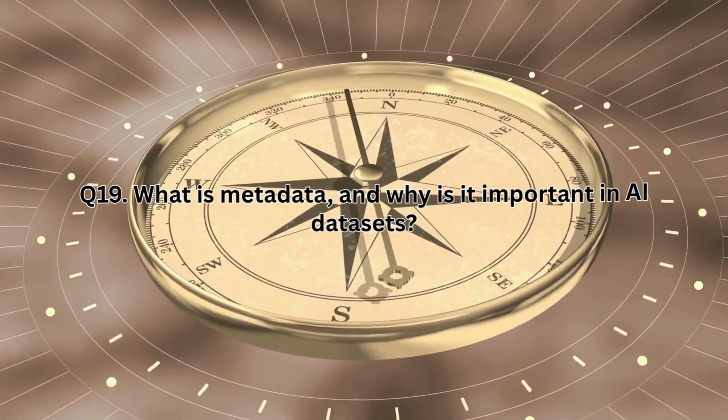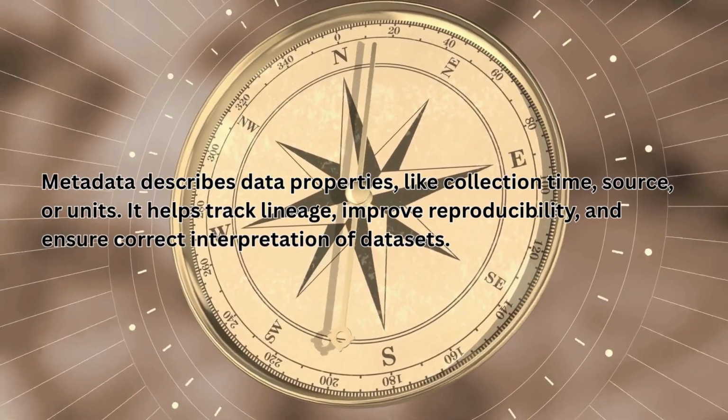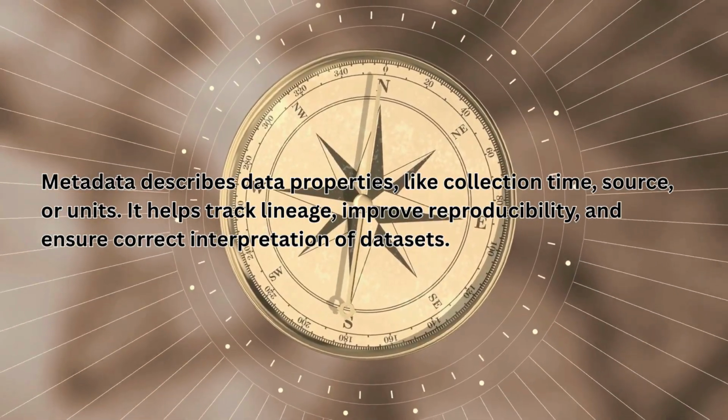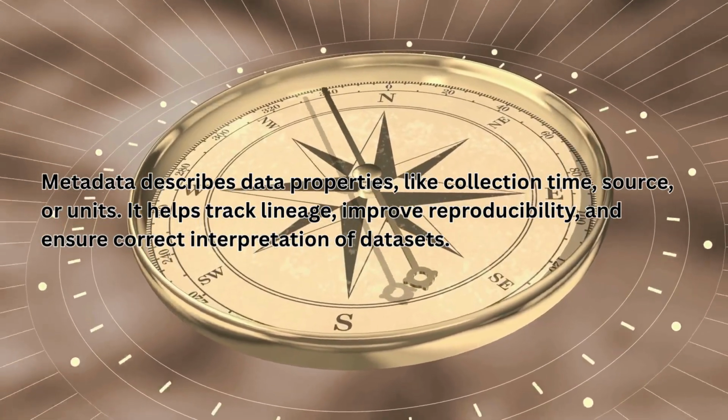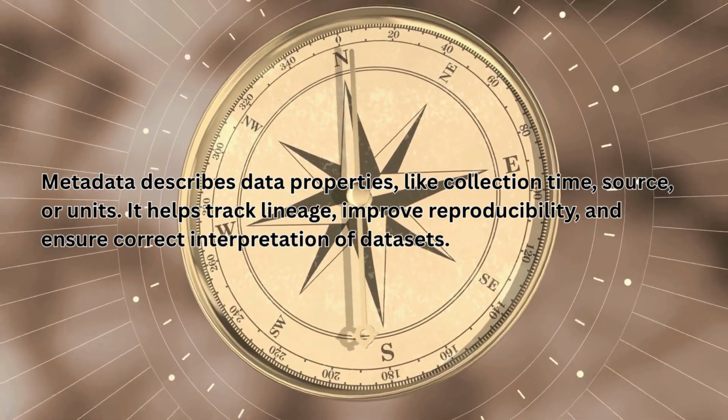What is metadata, and why is it important in AI datasets? Metadata describes data properties, like collection time, source, or units. It helps track lineage, improve reproducibility, and ensure correct interpretation of datasets.